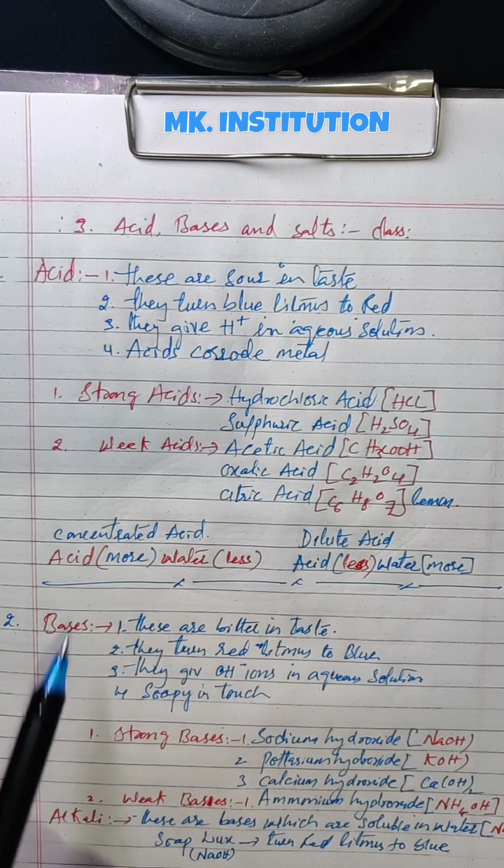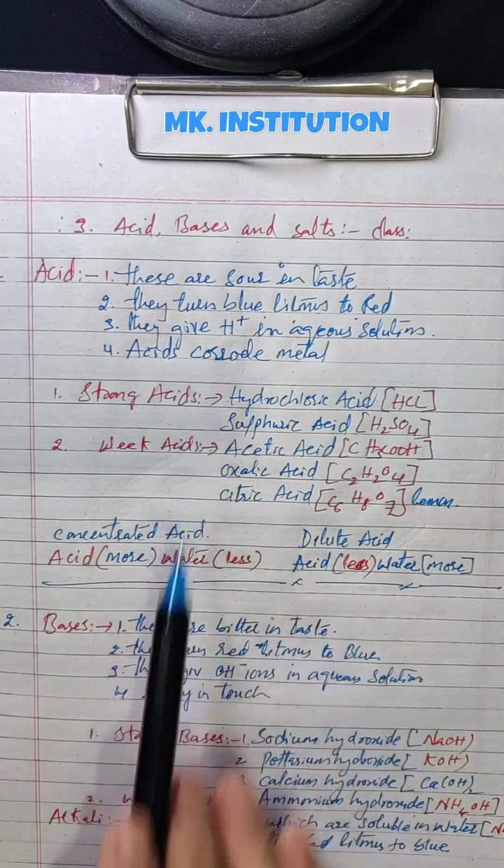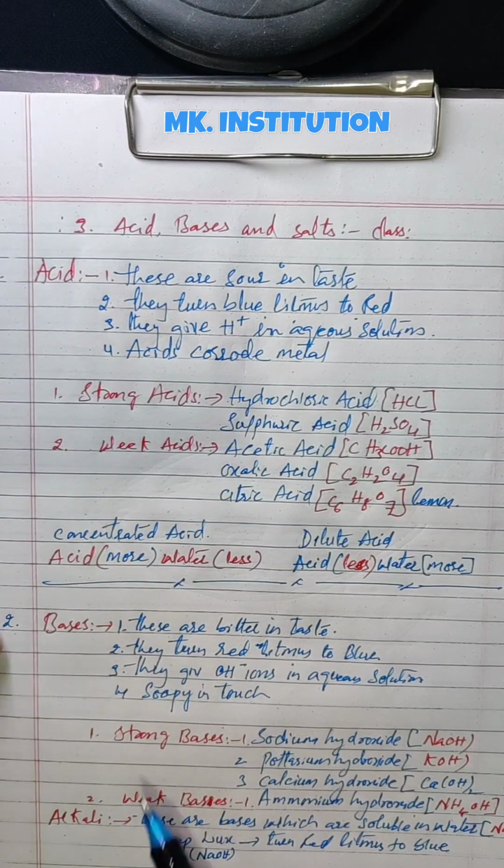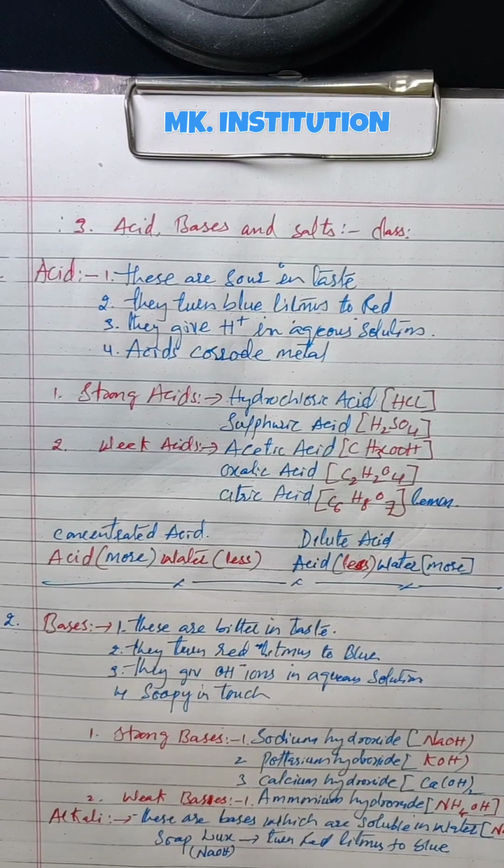Now if you write these 4 and 4 points separately, these properties, that answer will become an LAQ, a 4 mark answer. What are the main properties of acids and bases? If you write these 4 points, it is a 4 mark answer. Clear? So this is about acids and bases.